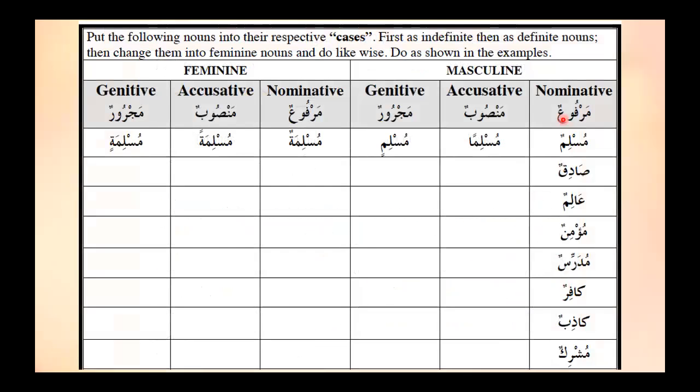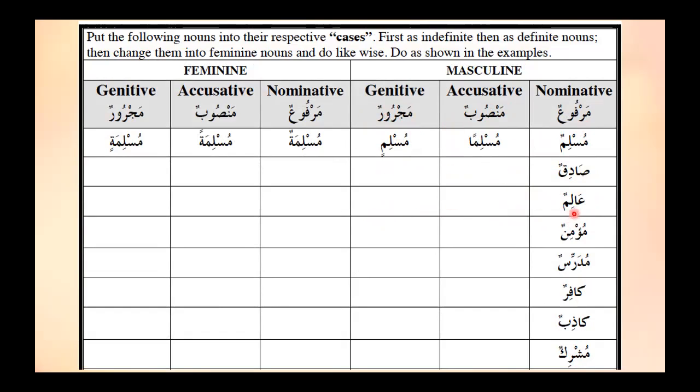All right. So here is an example of that, which is Muslimun is marfu'un, Musliman is mansubun, and Muslimin is majrurun. So I would advise you to try and do all of these. So I'll do a couple more with you. So sadiqun is marfu'un. If it's sadiqan, it is mansubun. If it is sadiqin, it is majrurun. Alimun, marfu'un. Aliman, mansubun. And if it's alimin, it is majrurun.